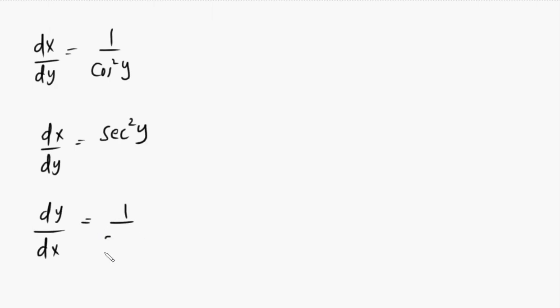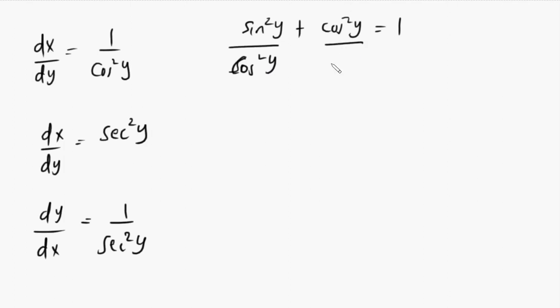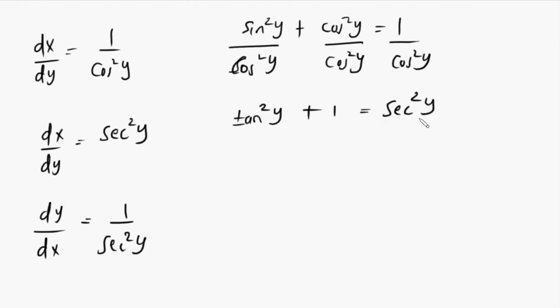Napata hapa ni 1 over sec squared y. Lakini najua sin squared y plus cos squared y sasa ni moja. Kwa hiyo nagawanya hapa na cos squared y, na hapa nagawanya na cos squared y, na hapa nagawanya na cos squared y. Inaruhusiwa, okay? Kwa hapa nitabaki na tan squared y plus 1 is equal to sec squared y. Ala, kumbe sec squared y ni sasa 1 plus tan squared y.